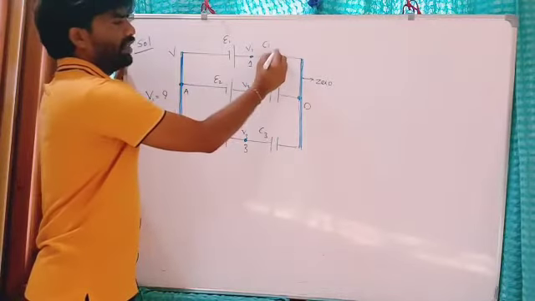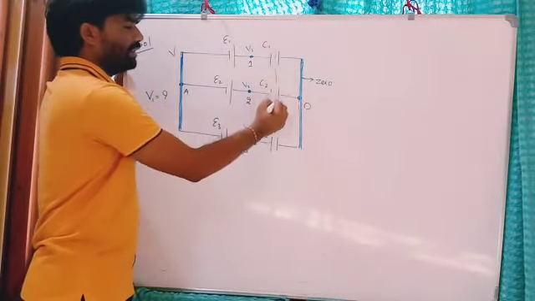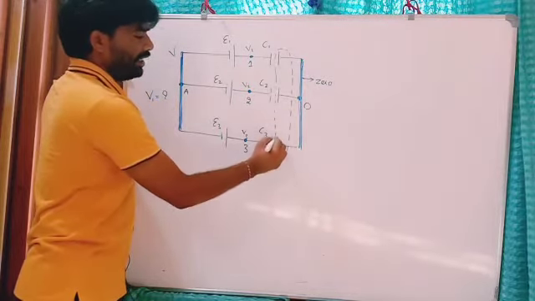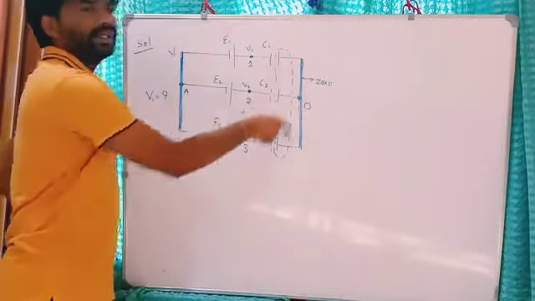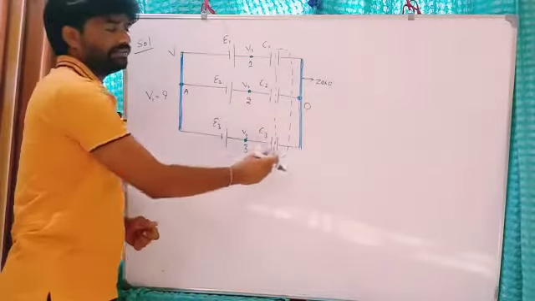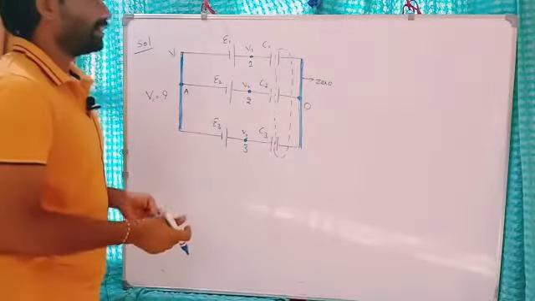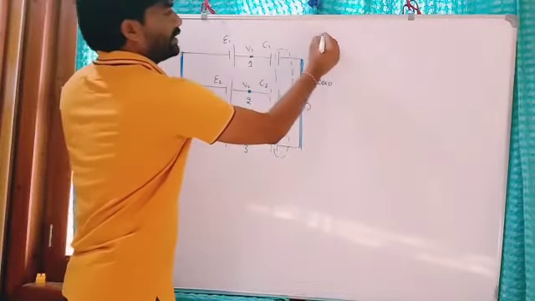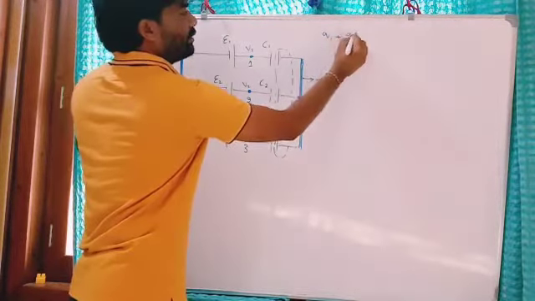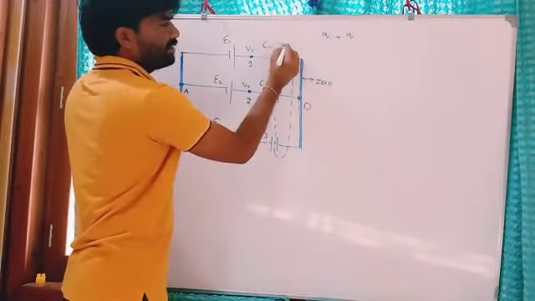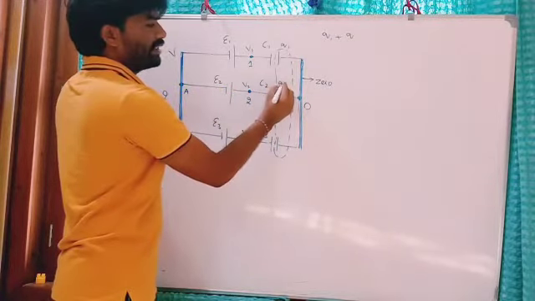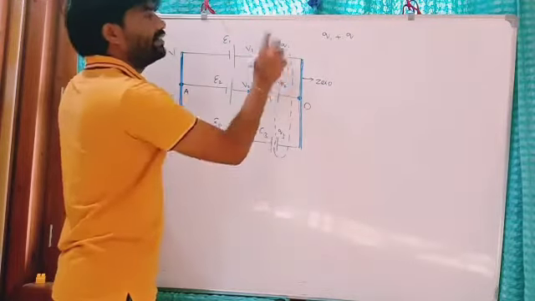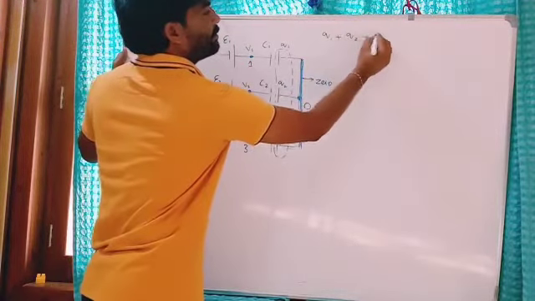In this method I am going to take the isolated plates of the 3 capacitors first. These are isolated. Isolated means they are not connected to any battery. These are 3 plates. So based on the law of conservation of charge, in an isolated system the total charge is 0. If the charge on the first capacitor is Q1, the second one Q2, this is Q3, the total charge on these 3 plates of the capacitors is 0.